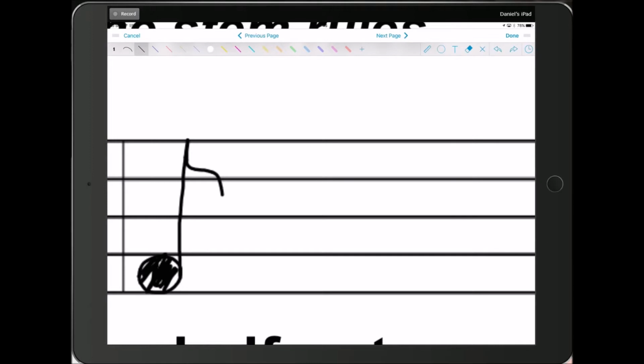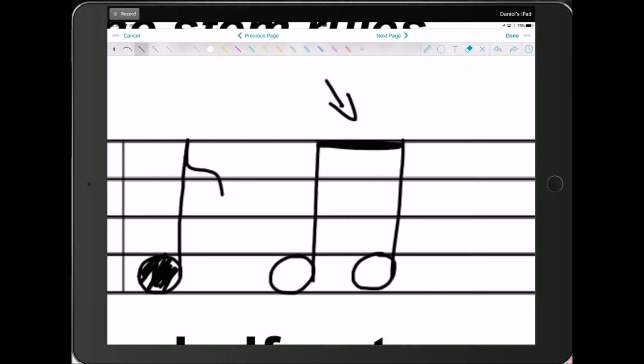That's an eighth note. When we have two eighth notes together, or two or more eighth notes together, we can do this. And there. We have something called a beam. Remember that? There's a beam. Make sure you fill in your eighth notes.